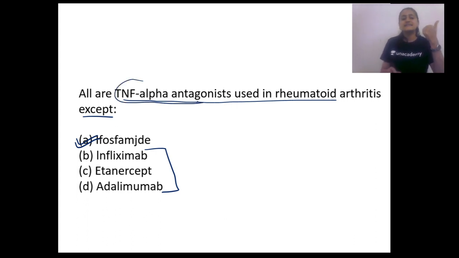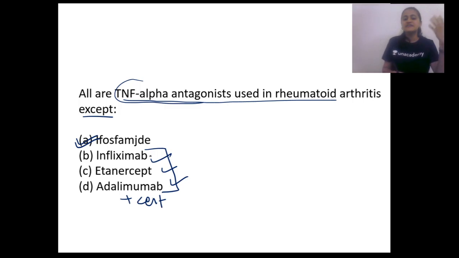So etanercept, adalimumab, certolizumab, and you have Infliximab. All these are TNF alpha antagonists while ifosfamide is not.